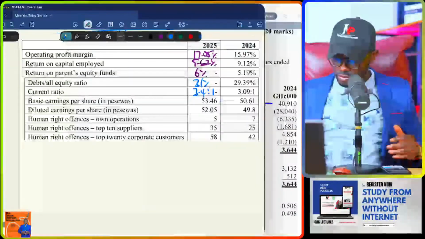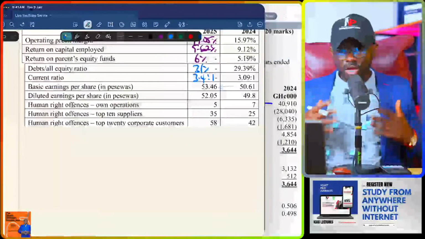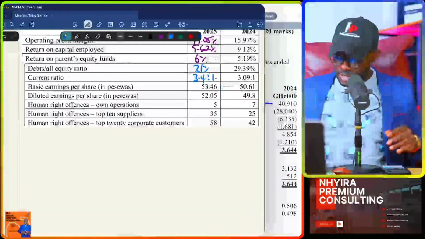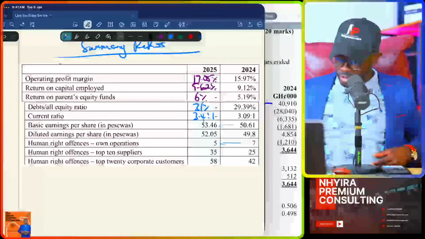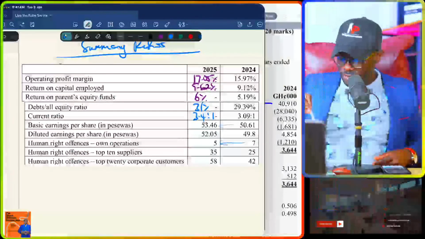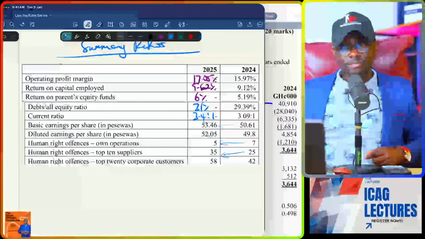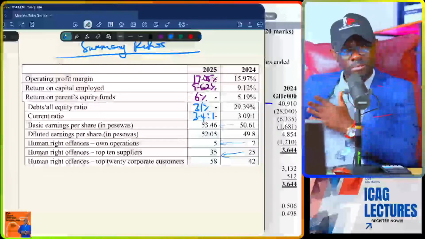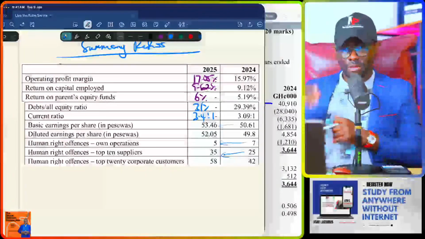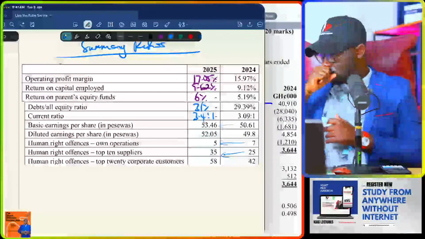Then the social ratios, see, human rights offenses. Human rights offenses, own operation. So by the entity's own operation, it has reduced from 7 in 2024 to 5. Human rights offenses, top 10 suppliers. That has increased. So it means the suppliers we buy things from are committing a lot of human rights offenses, maybe using child labor in their production. They are not providing a favorable working environment.